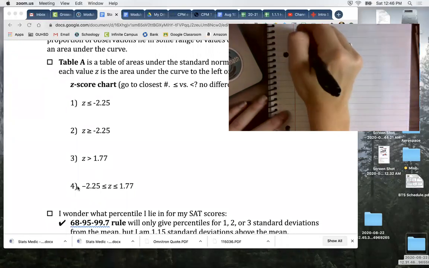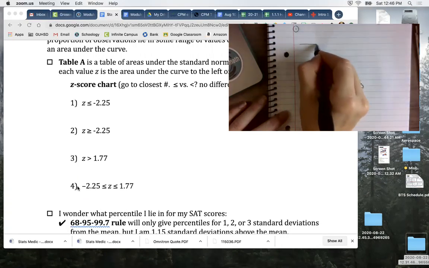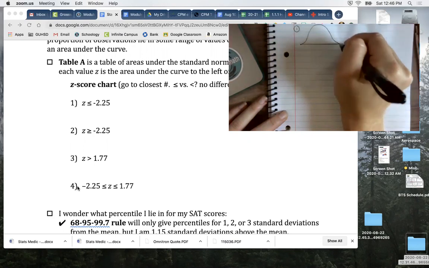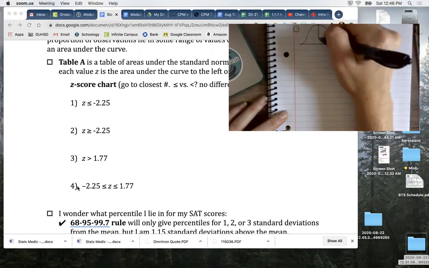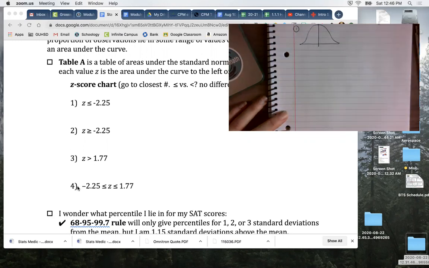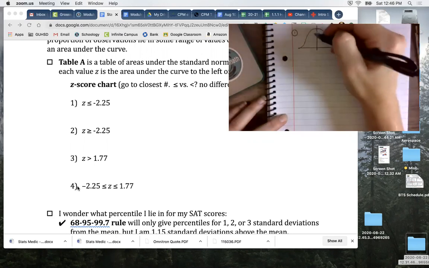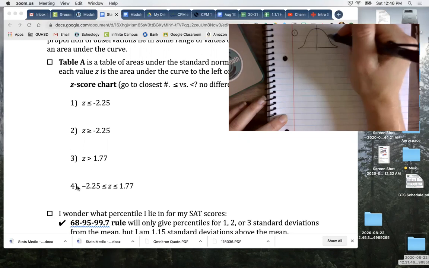So my first step, and I kind of talk about this below, is always going to be to draw the curve. Before I start doing anything else, I'm going to draw this curve. So we draw the curve, and this is where I would have my mean at 0. And this value is, like I said, negative 2.25 standard deviations below the mean.